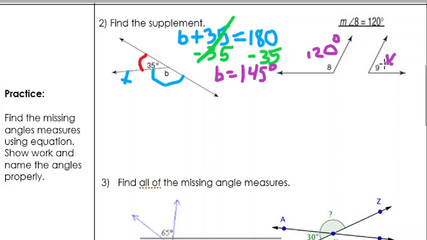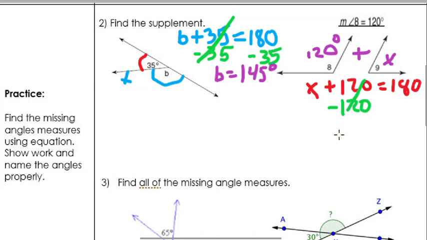So I'm going to make that X, because I don't know what that is yet. But I know if I add these two, it'll get me to 180 degrees. So I know X plus 120 will equal 180. And now I can solve for X. So I would do minus 120 to get rid of it on this side and leave me with X. And I'm going to do the same thing to the other side. And 180 minus 120 is 60. So X is 60 degrees, or angle 9 in this case is 60 degrees.